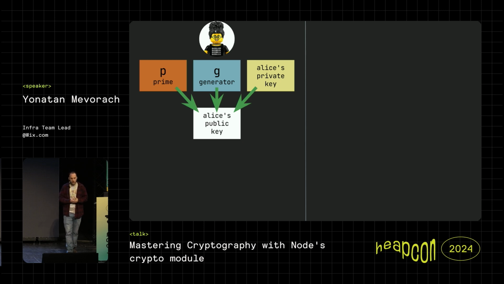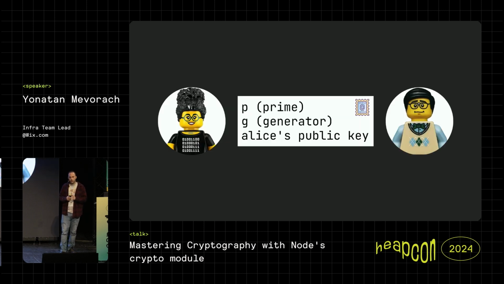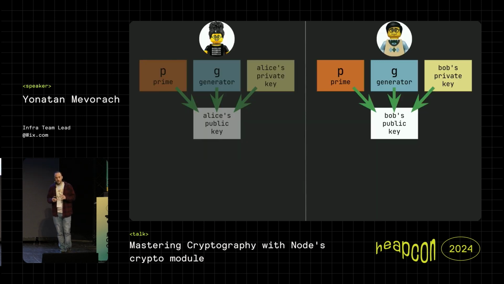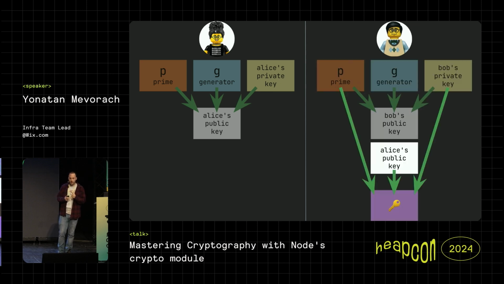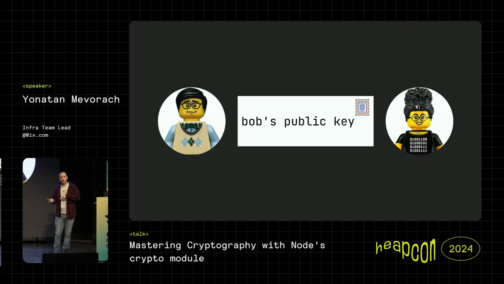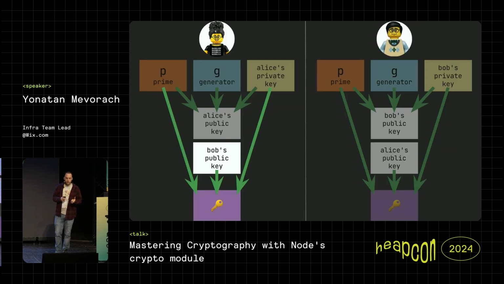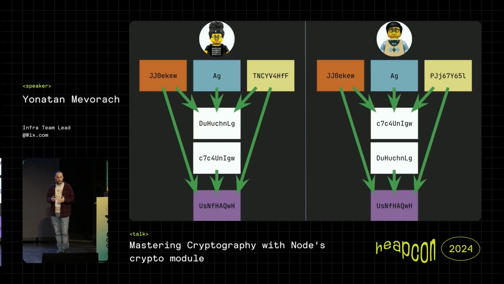distribution problem. Okay? So Alice needs to have 3 values: the prime, the generator, and a private key that she keeps private. And using that, she yields her public key. She can send this over to Bob. Bob does the same process with his private key, which gives him his public key. Then with Alice's public key, he gets this value, which is the shared key. Then he sends his public key back to Alice, and using Bob's public key, what Alice does is she arrives at the exact same value.